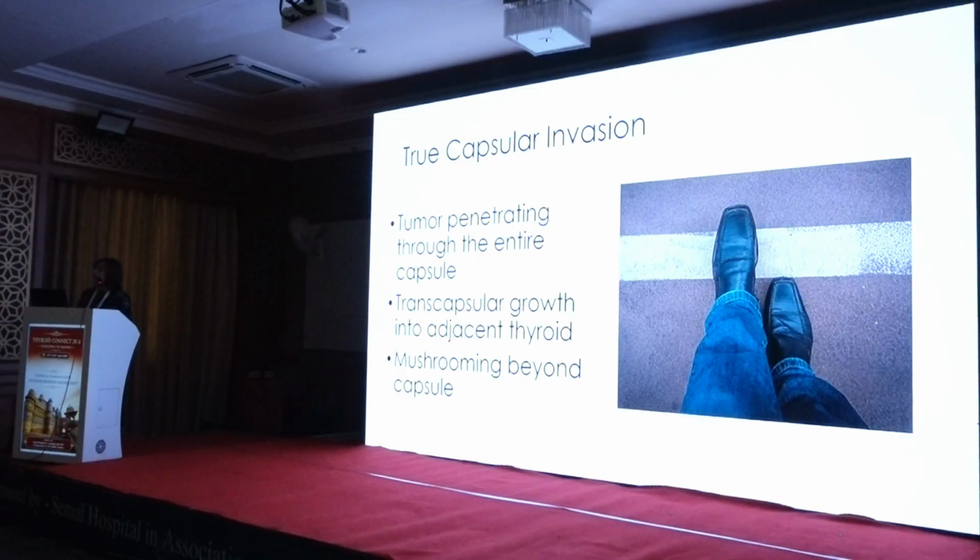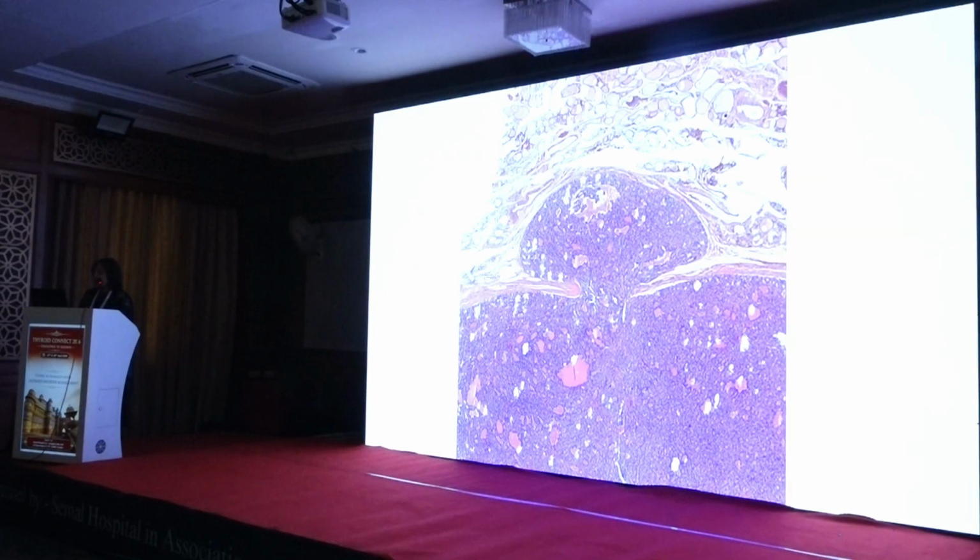So the tumor penetrating through the entire capsule is what is labeled as this. This is how you see a tumor mushroom. This is the capsule, and this is the, oh, you can't see a pointer, sorry, it's okay. Maybe here. So, laser pointer. So this is the capsule of the thyroid tumor. This is the normal thyroid, and this is the capsular invasion, a tumor just mushrooms out of the thyroid.